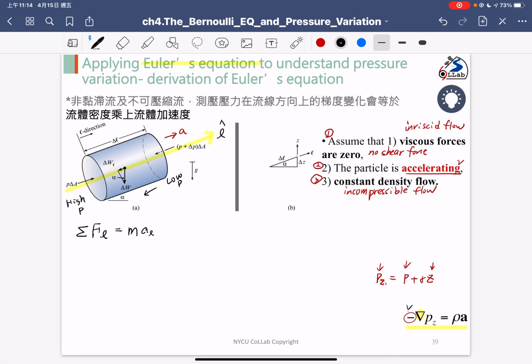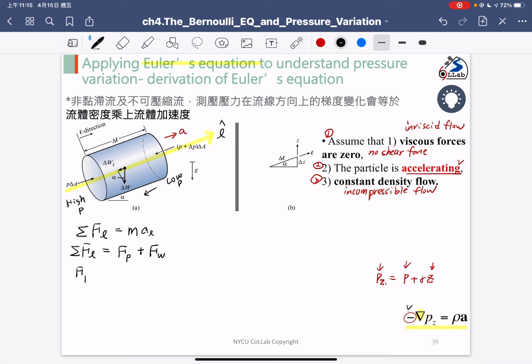Okay, so we need two parts. The first part, how about the sum of the force along the L direction? As we know, the first force contribution is from the pressure. So we have the pressure force, and I use F_P, which indicates the force from the pressure. And the second force is from the particle weight. So I use F_W to indicate the force along the L direction contributed by the particle weight.